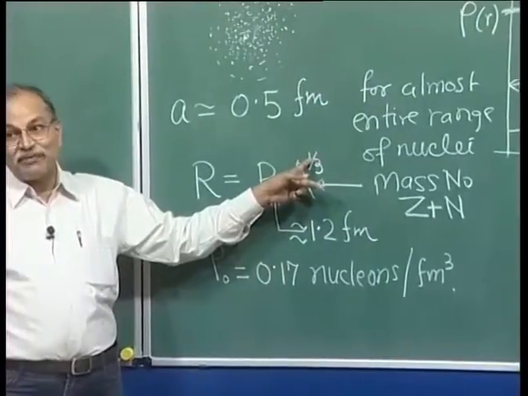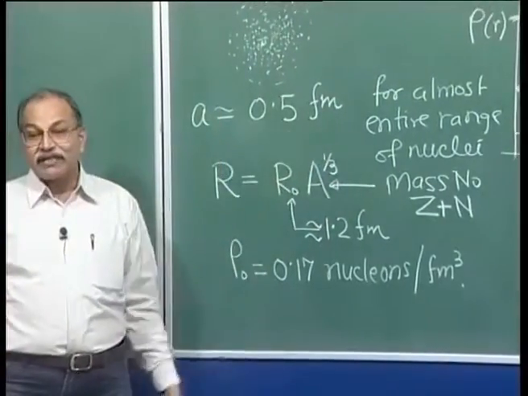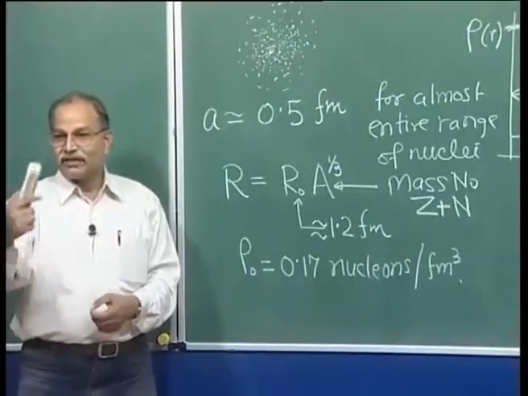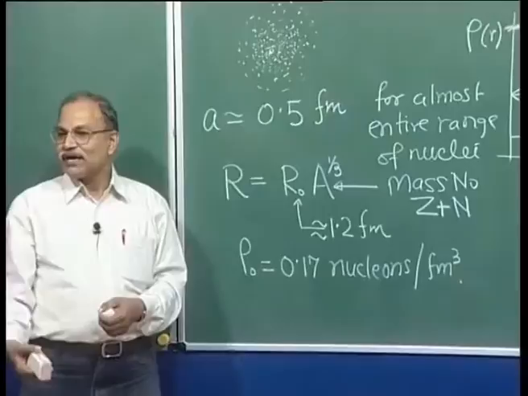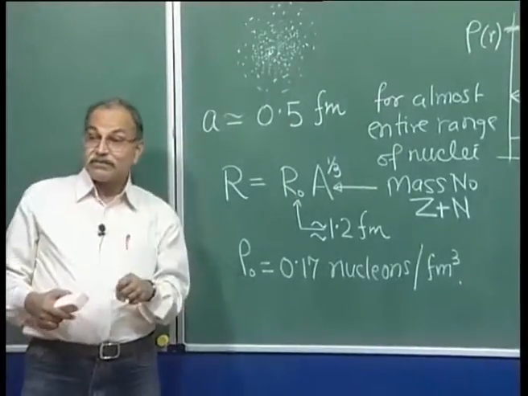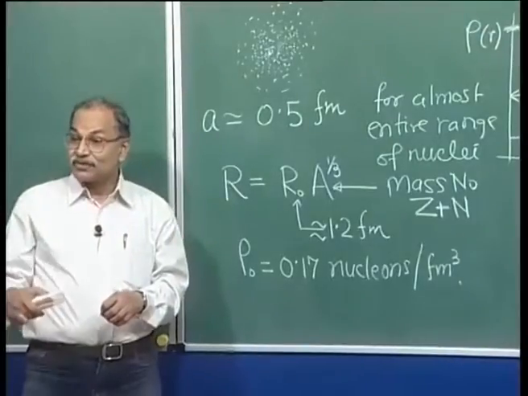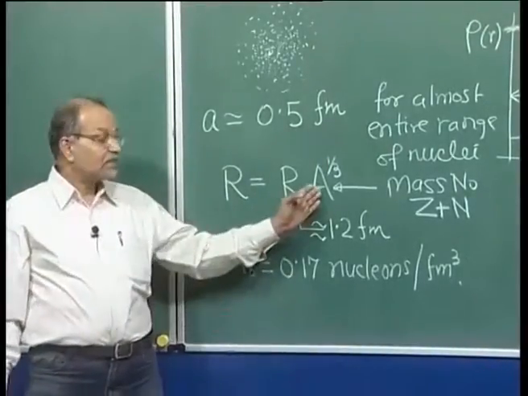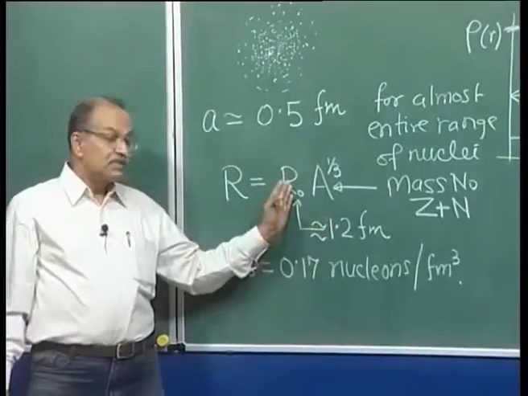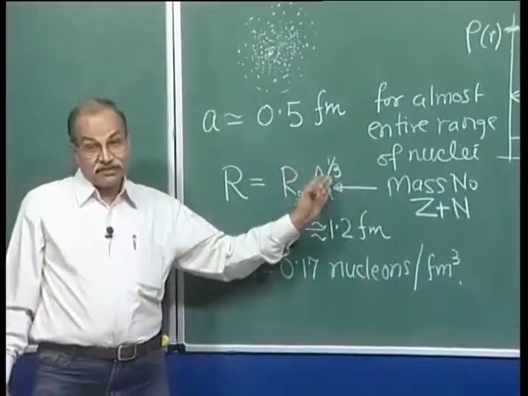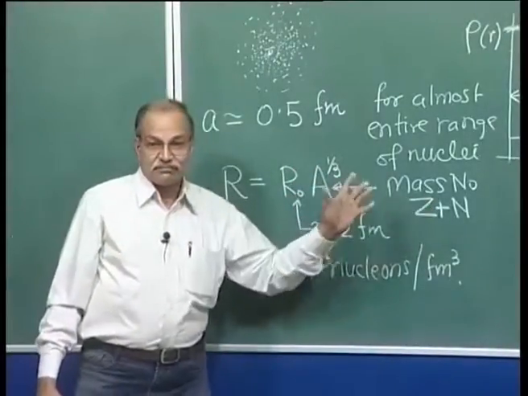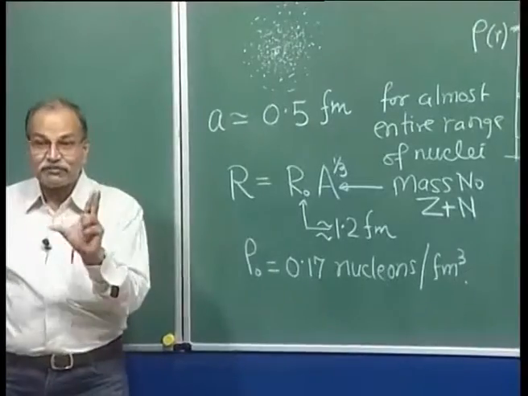And if you repeat the same experiment with, say, iron 56, you have an iron foil. In the iron foil, most of the nuclei are iron 56, that means 26 protons and 30 neutrons, total 56. So, this capital A is 56, and this capital R will be 1.2 femtometers times 56 to the power 1 by 3. So, capital A is your mass number, and depends on which nuclei you are measuring.